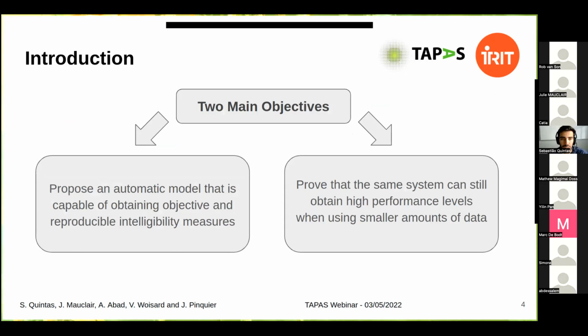Given this, for the present presentation, I propose two main objectives that we'll aim to tackle. The first one is to propose an automatic model that is capable of obtaining objective and reproducible intelligibility measures. And the second objective is to prove that the same system can still obtain high performance levels when using smaller amounts of data at prediction time.